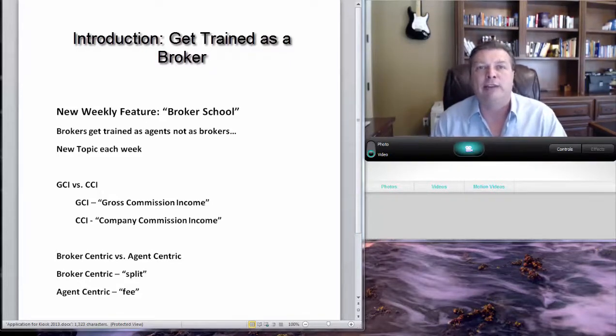Well, an agent-centric office would be like a Remax or 100% office where the broker basically does nothing and the agents are completely on their own. They have to provide their own leads, their own expenses, and they pay a monthly desk fee or flat fee per transaction. That's an agent-centric office. And again, those are the two ends of the spectrum. Most offices will fall somewhere in between, usually a little closer to agent-centric in today's market.